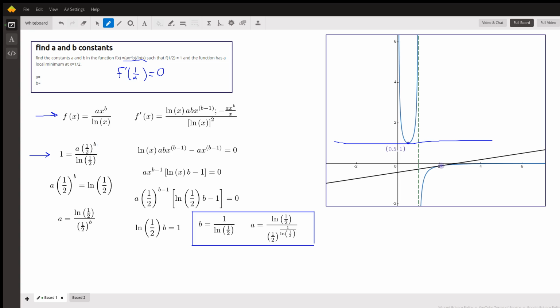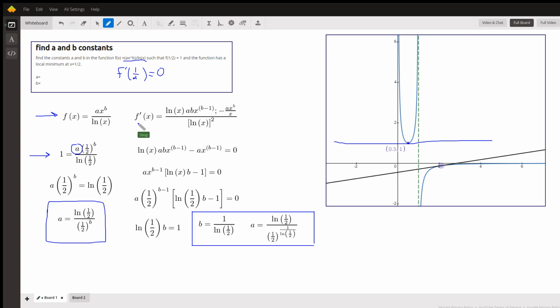We're probably going to use the substitution method, so I would solve this for a by multiplying both sides by ln of 1/2, and then dividing by the coefficient of a, which is 1/2 to the b power. So there's an expression for a in terms of b.